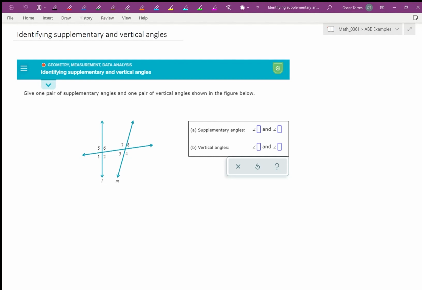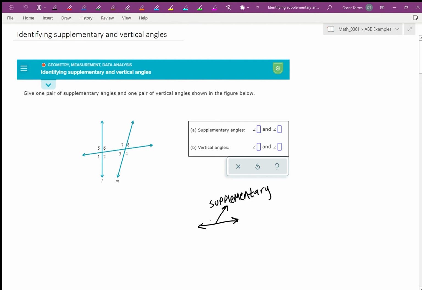In order to identify supplementary and vertical angles, we need to understand how they are formed. Supplementary angles are whenever we have two angles that end up making a straight line. If you saw how I just finished making this figure, I started off with a straight line and split it up into two angles, one angle here and another angle here. So this is called supplementary angles.